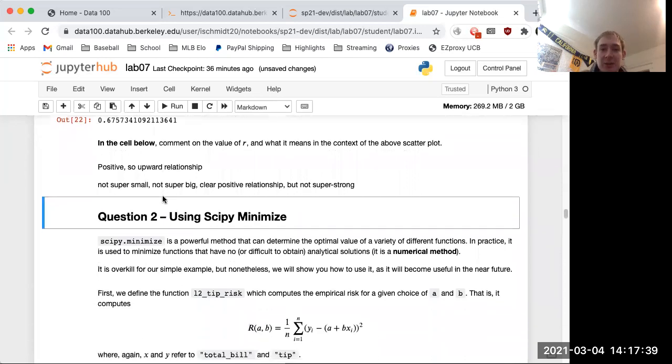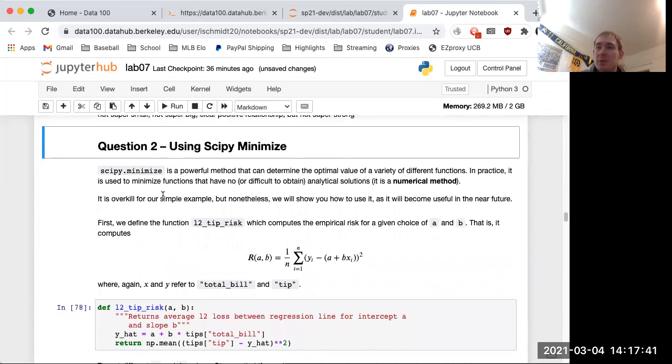So that's that. That's question 1. So now we can go on to question 2. In question 1, we literally plugged into a formula and found the values for A and B that minimized our loss. We derived it in lecture, and here we go. We implemented it in lab today.